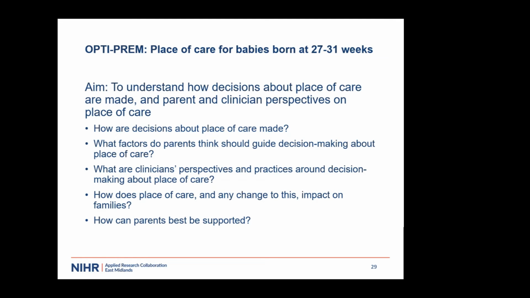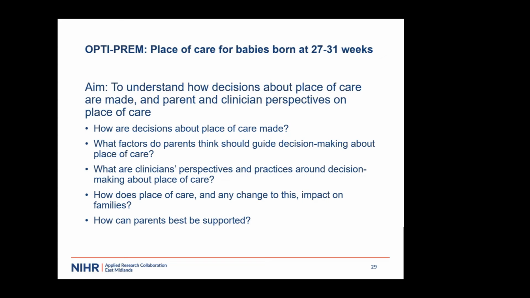It was NIHR funded, and it was looking at place of care for babies born at 27 to 31 weeks of gestation. And the study was a large mixed methods study, and it was centred around the problem, certainly at the time we did the research, that for this particular group of babies, there wasn't clear evidence or clear guidance as to whether they should receive care after birth in a level 3 neonatal intensive care unit or in a level 2 local neonatal unit. For babies at other gestational ages, it was much clearer what level of unit they should be cared for in.